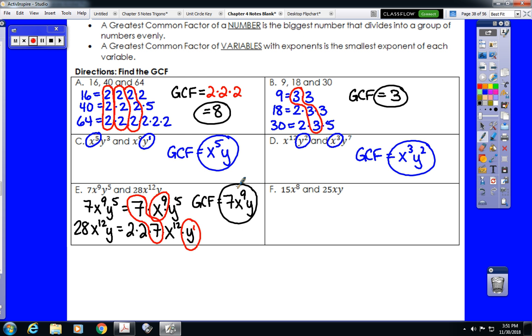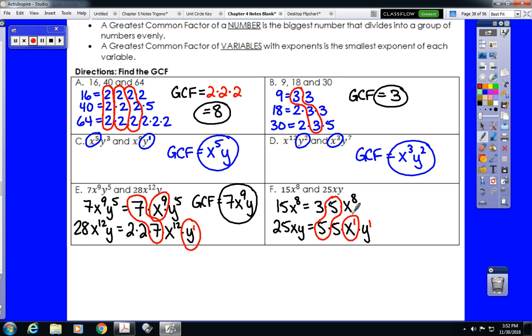Let's do one that's a little bit harder. It's not a lot harder, it's just a little bit harder. 15x to the eighth is 3 times 5 times x to the eighth. And 25xy is 5 times 5 times x to the first times y to the first. So when we go in looking for common factors, we find a 5. That's all we can take for numbers. For x's, we would choose the x to the first because that's the smaller exponent.